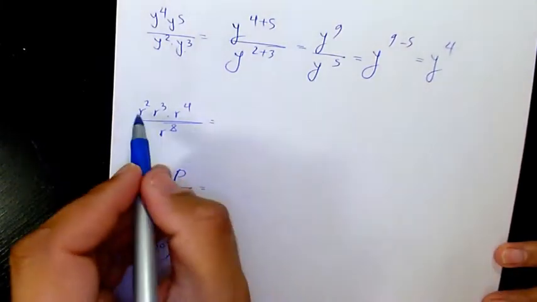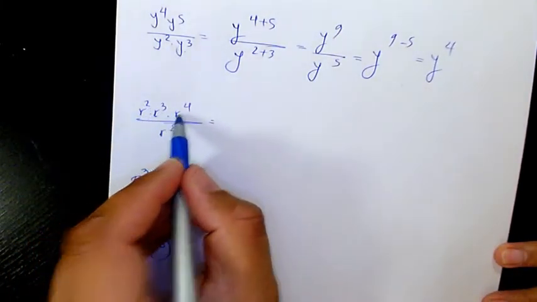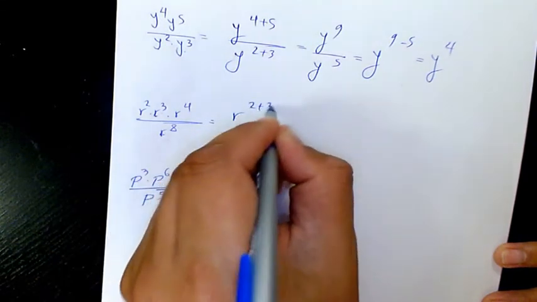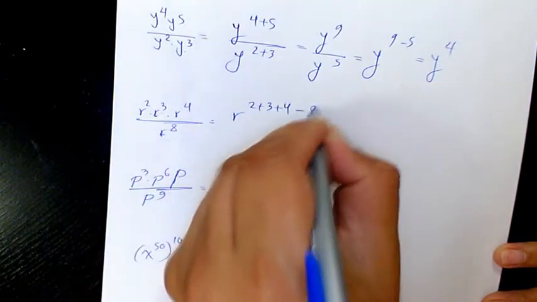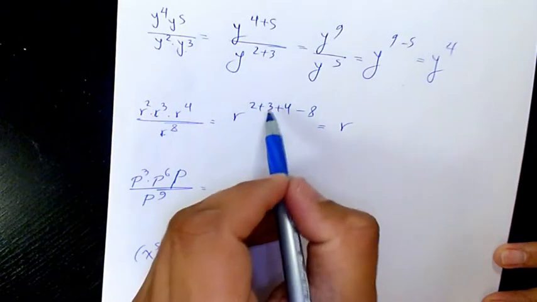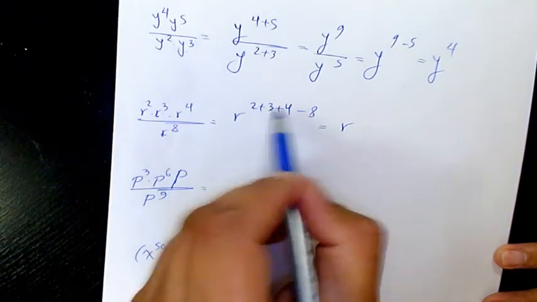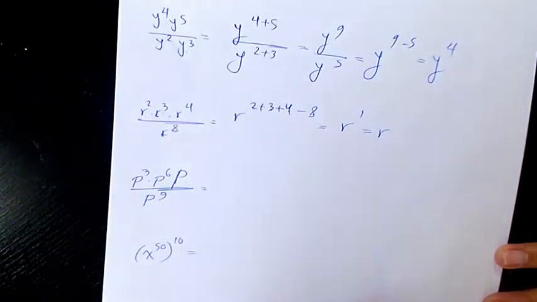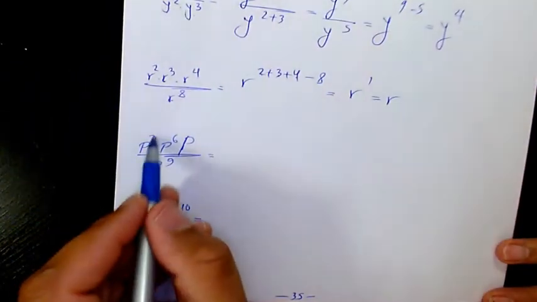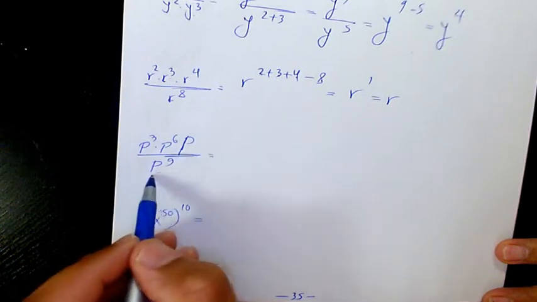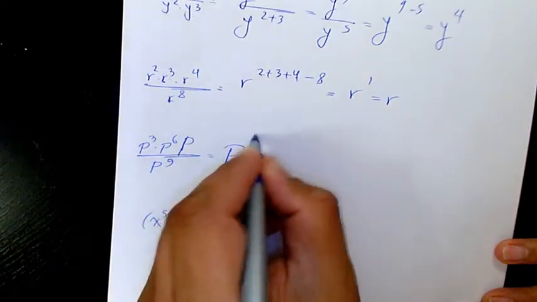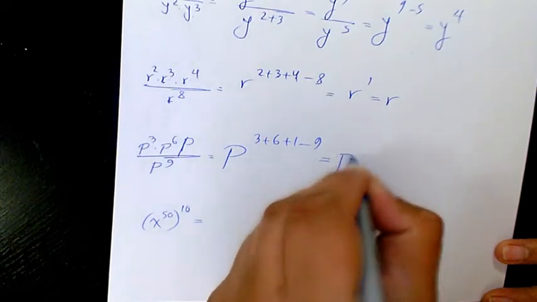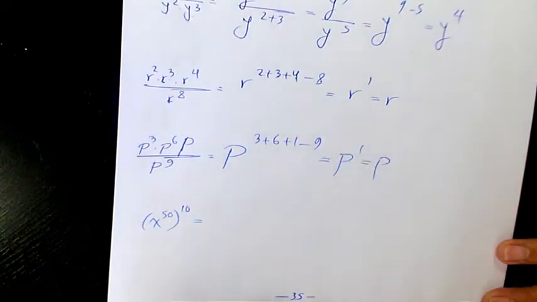Next one, r squared times r cubed times r to the power of 4 divided by r to the power of 8. So r to the power of 2 plus 3 plus 4 minus 8. It's going to be 2 plus 3 is 5 plus 4 is 9. 9 minus 8 is going to be 1, which is going to be just r. p to the power of 3 times p to the power of 6 times p divided by p to the power of 9. So it's going to be p to the power of 3 plus 6 plus 1 minus 9. It's going to be p to the power of 1 or just p.